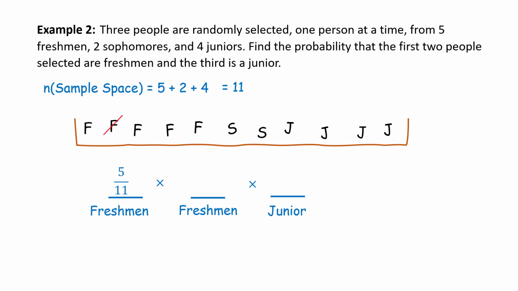Now that one of those freshmen has been selected, there's only 4 freshmen left, and there are only 10 students left in the basket. So the probability of selecting a freshman from the revised sample set will be 4 out of 10. We selected another freshman. Now there's only 9 students left. We want to select a junior. There's 4 of them, so that probability will be 4/9. Multiply across, your probability is 80/990, and this can be simplified to 8/99.